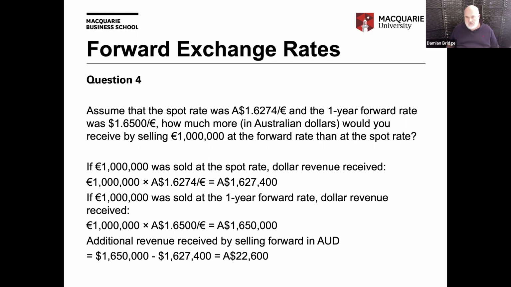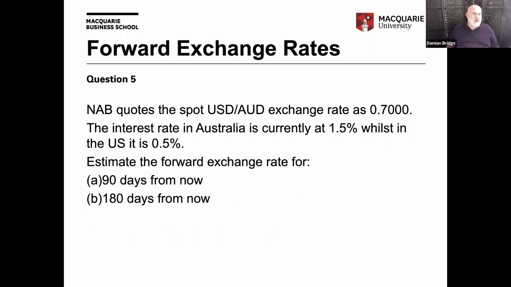Okay. NAB quotes the spot USD AUD exchange rate at 0.7. The interest rate in Australia is 1.5%, while in the US, it's 0.5%. Now we're asked to estimate the forward exchange rate 90 days from now and 180 days from now.